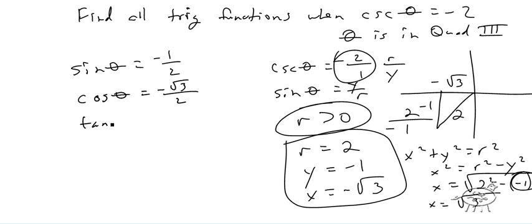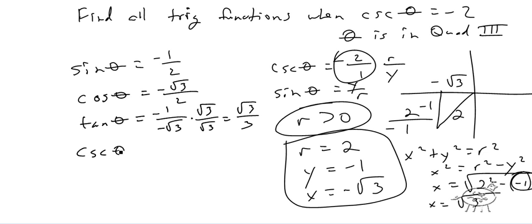And tangent of theta is equal to y over x. So it's -1 over -√3, which is positive 1 over √3, but we have to rationalize it. So you get positive √3 over 3. Okay, and remember, of course we're in quadrant 3, so tangent's positive there. That makes sense. Okay, and then we have cosecant theta. That's given, so that's easy. That's -2. And don't reduce it, right? Don't tell me it's -2 over 1, please.